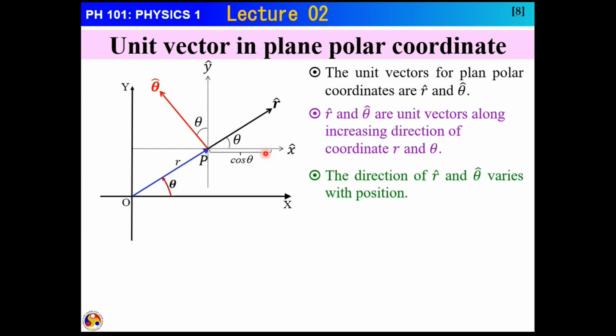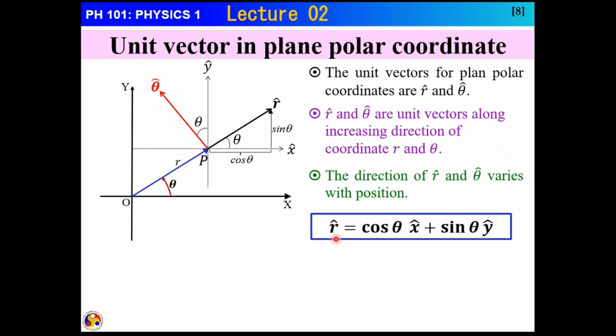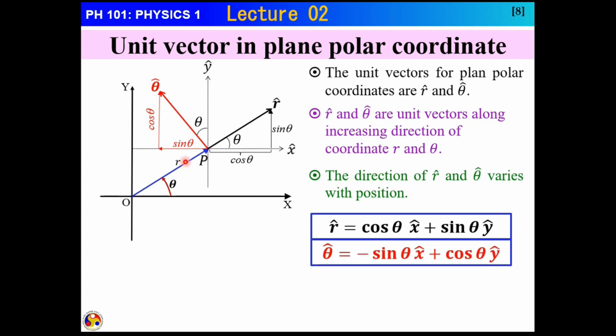This distance will be cos theta, and this will be sin theta. So basically you see the unit vector r cap is written as cos theta x cap plus sin theta y cap. Similarly, theta cap, the unit vector along the increasing direction of theta, we can write like this, and you can see that theta cap is minus sin theta x cap plus cos theta y cap from this geometry.